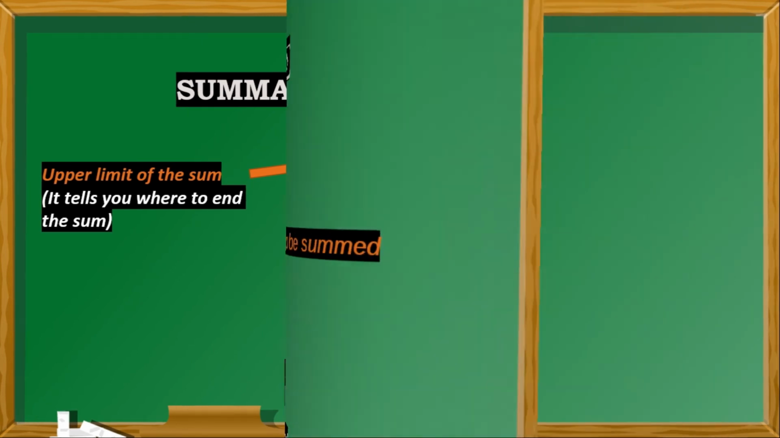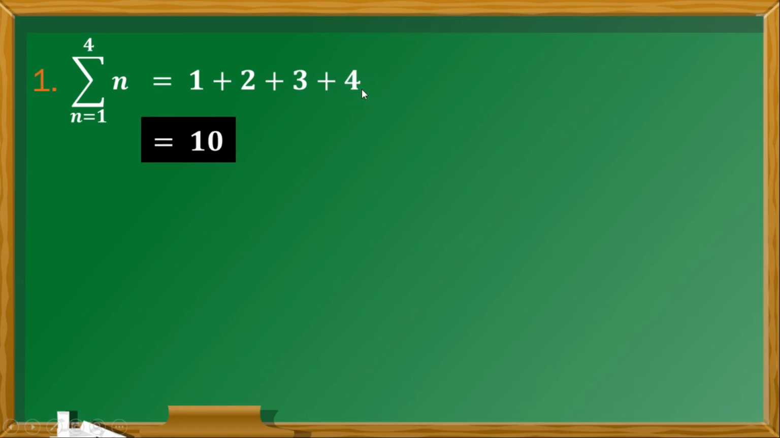I-solve natin yan. Summation of n as n goes from 1 to 4. Yung n natin, it is equal to 1. Ngayon, mag-i-start tayo sa 1. Isa-substitute natin yung n ng 1 plus 2, kasi sum nga tayo, i-add natin yan, plus 2, plus 3, plus 4. At doon nag-end yung ating summation, kasi 4 yung nasa taas ng ating sigma. Okay? And after that, i-add mo lang yan, 1 plus 2 plus 3 plus 4, it is equal to 10. So, ganun lang siya kadali.